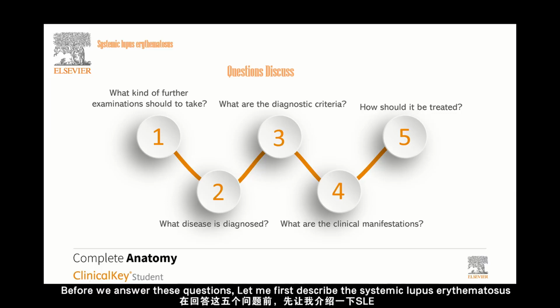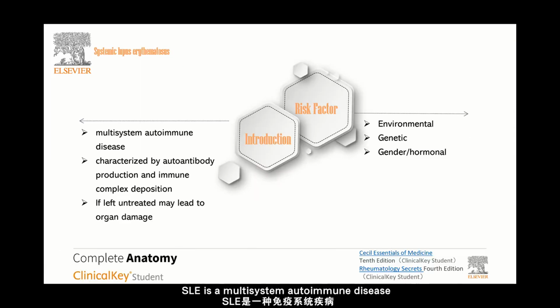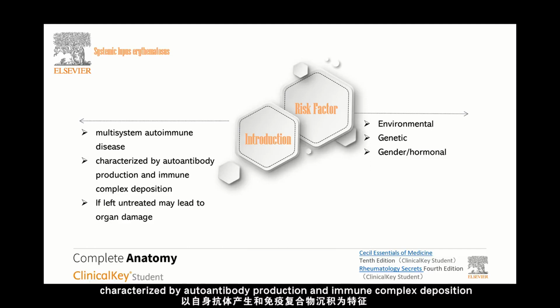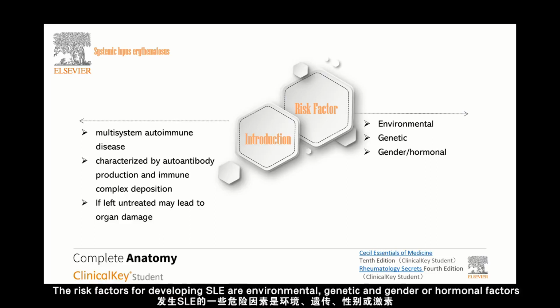Before we answer these questions, let me first describe systemic lupus erythematosus. SLE is a multi-system autoimmune disease characterized by autoantibody production and immune complex deposition that may lead to organ damage if left untreated. The risk factors for developing SLE are environmental, genetic, and gender or hormonal factors.